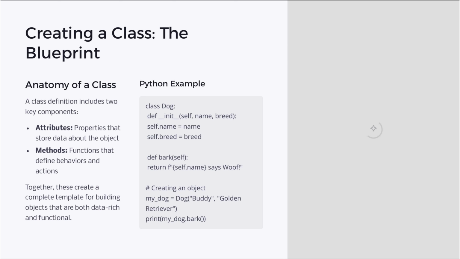A class in programming serves as a blueprint, defining attributes and methods. Attributes store data, while methods define actions. For instance, in a dog class, attributes like name and breed are set, and methods like bark define behavior. Creating an object, such as my dog, instantiates this blueprint, allowing Buddy, a golden retriever, to bark.